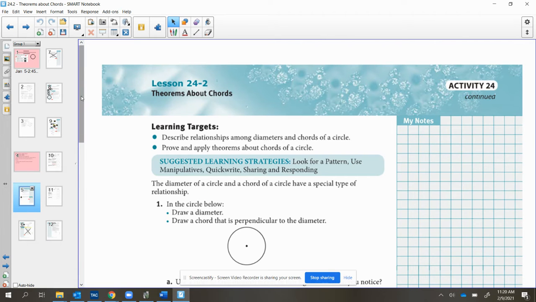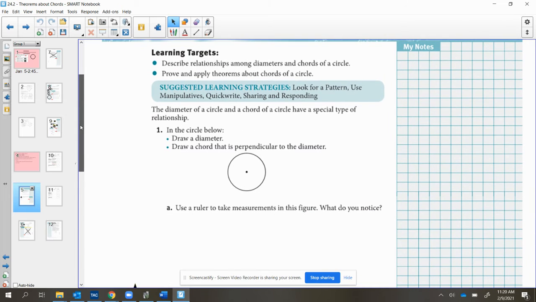Okay, so in today's lesson, we are talking all about theorems that involve chords in our circles. So in this first problem, they want us to draw in a diameter. So I'm going to draw that in. And after we have our diameter, we also want to draw a chord that is perpendicular to our diameter. Okay, so here's our chord. So something that we notice when we have a chord and the perpendicular diameter is that the diameter is cutting that chord into two equal pieces, okay?